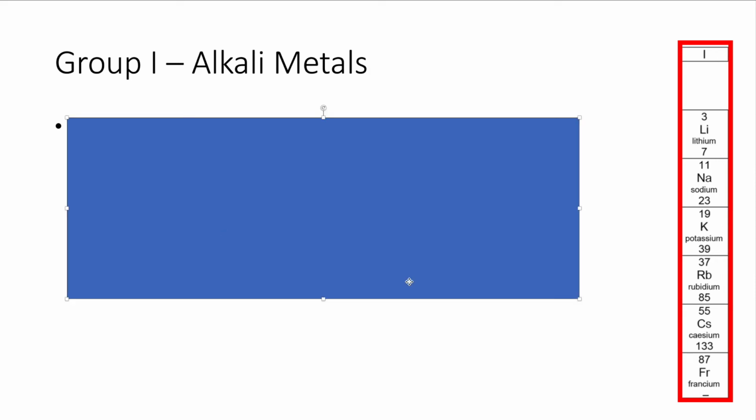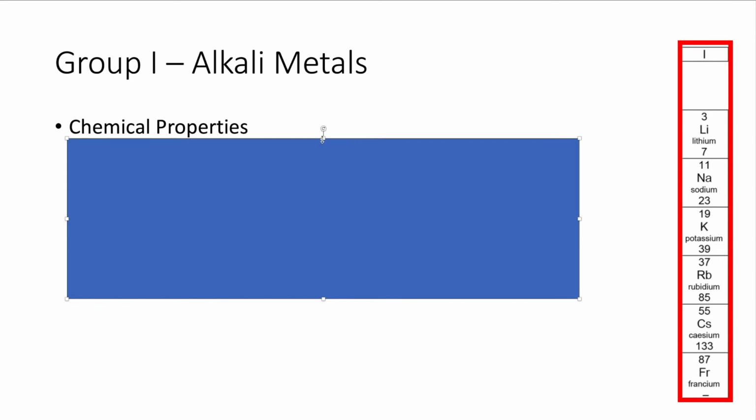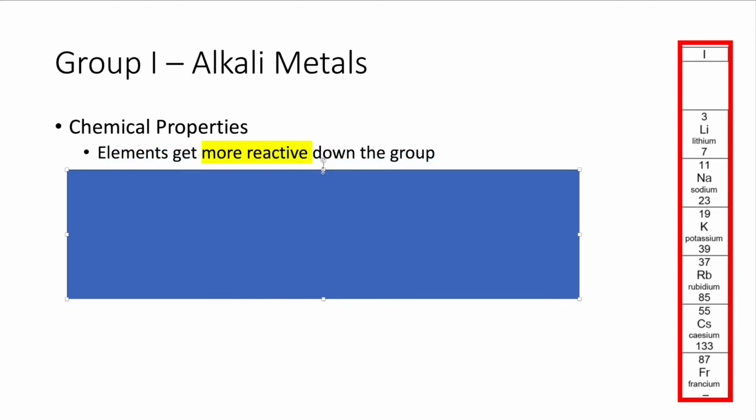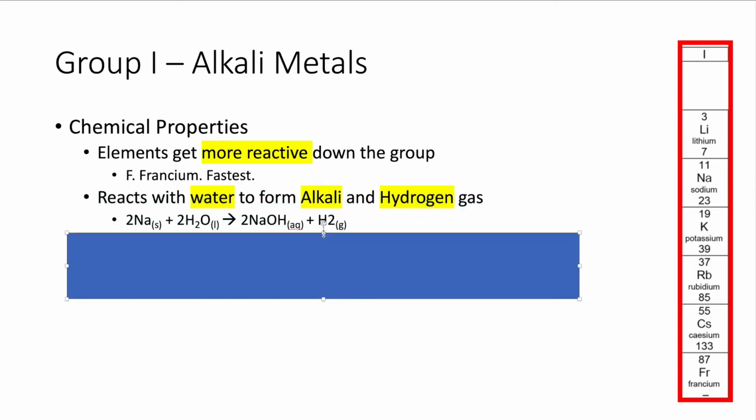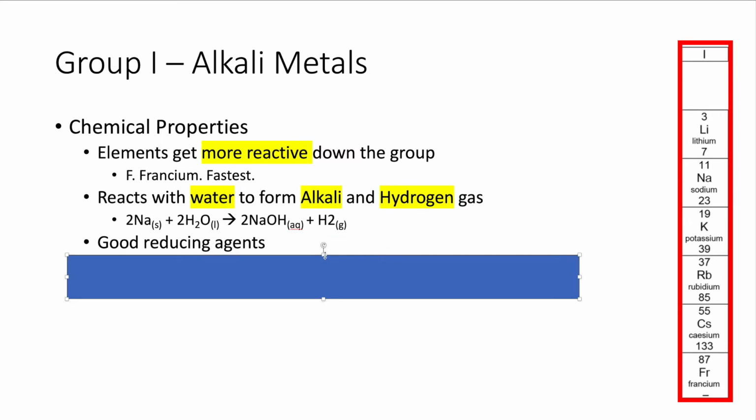So we move on to the chemical properties of alkali metals, the group 1. Going down the group, it gets more and more reactive. Remember that F, francium, also means fast. I like to think of it this way. It's easy to understand. So group 1 metals react with cold water to form alkali with hydrogen. And because they are all generally pretty reactive, they are good reducing agents.